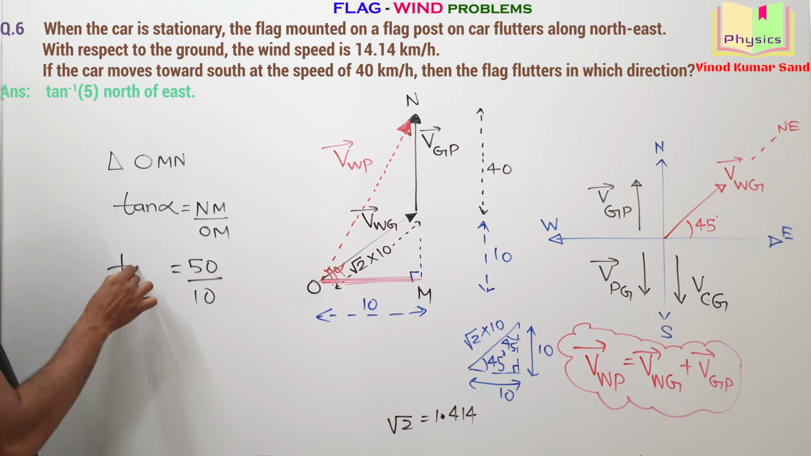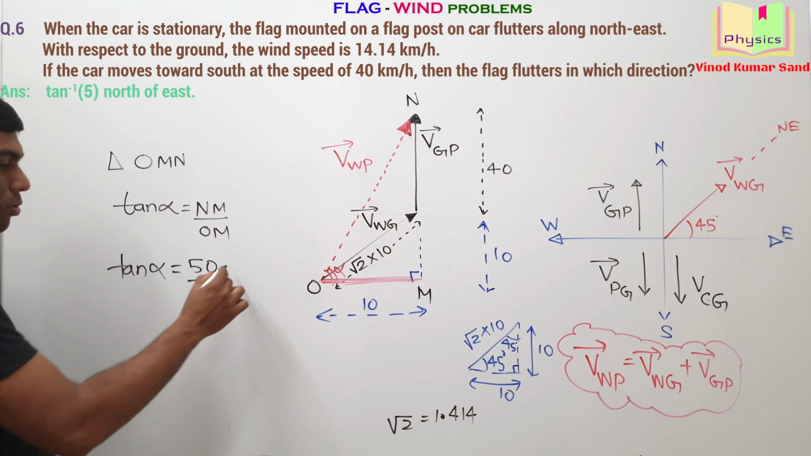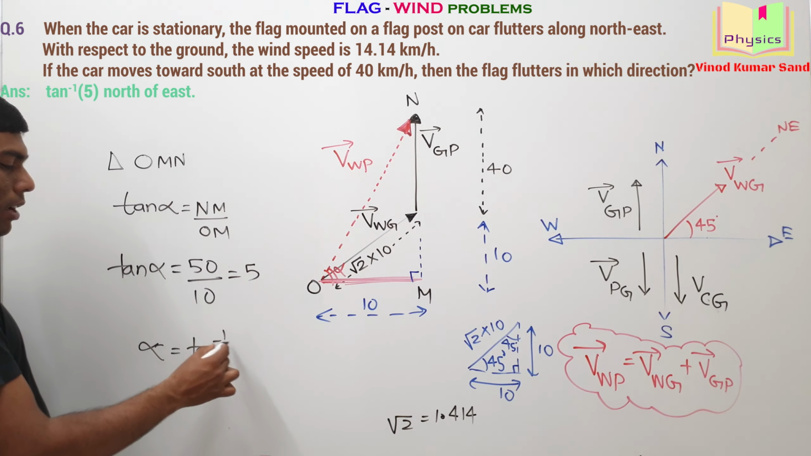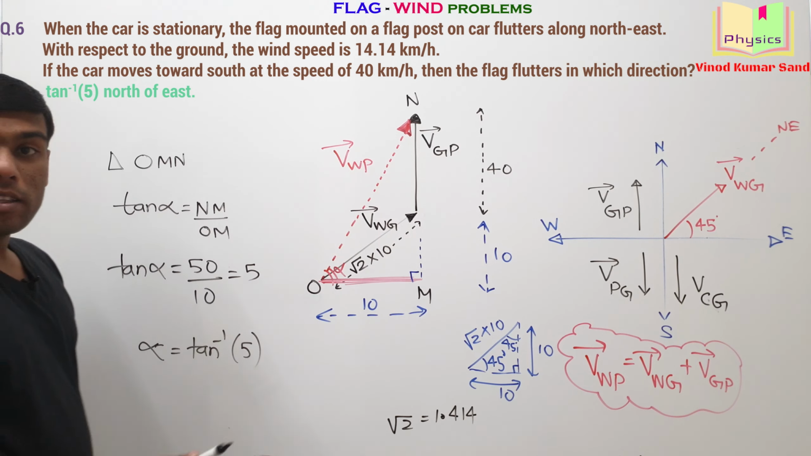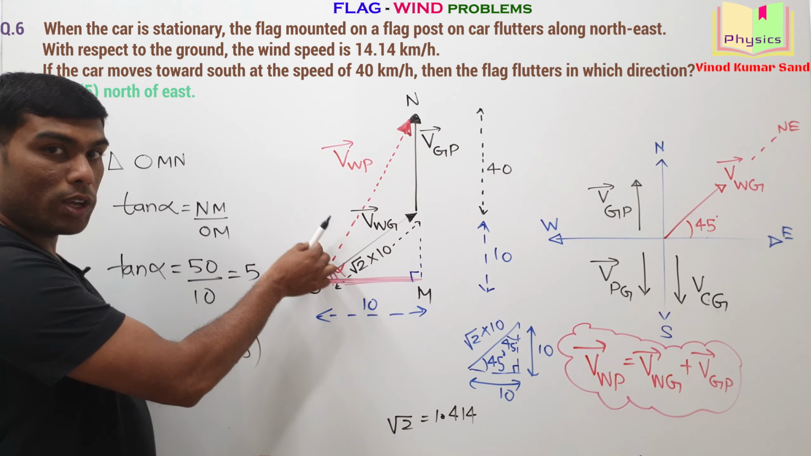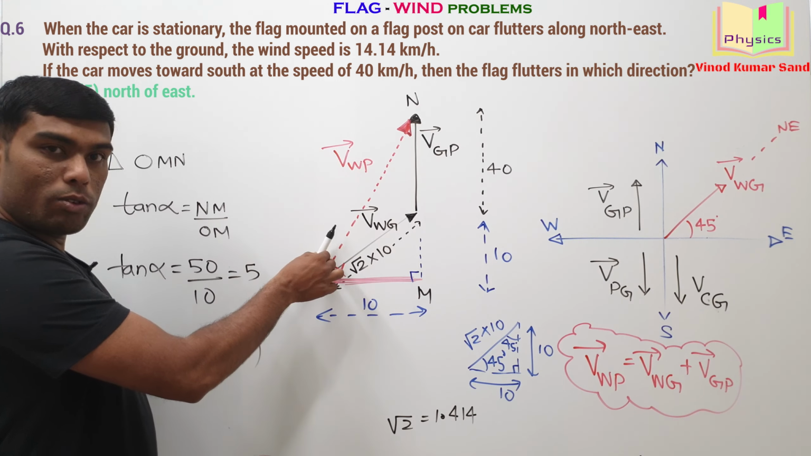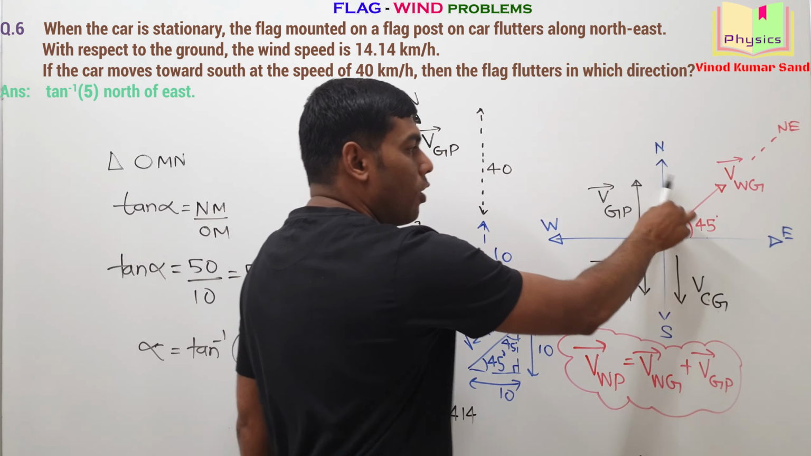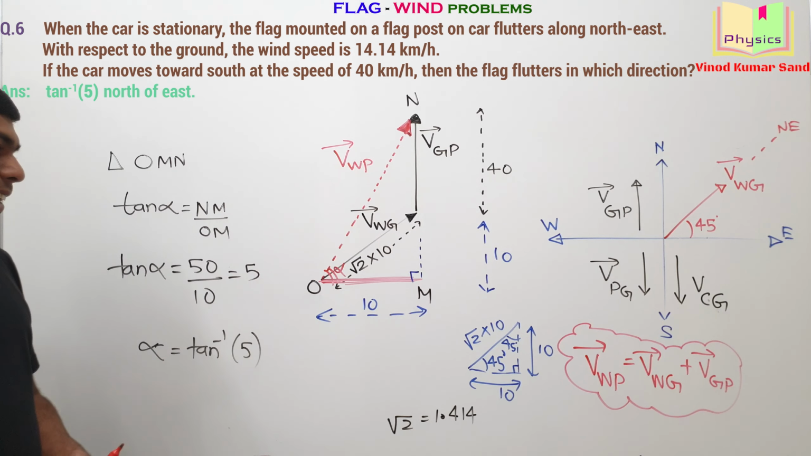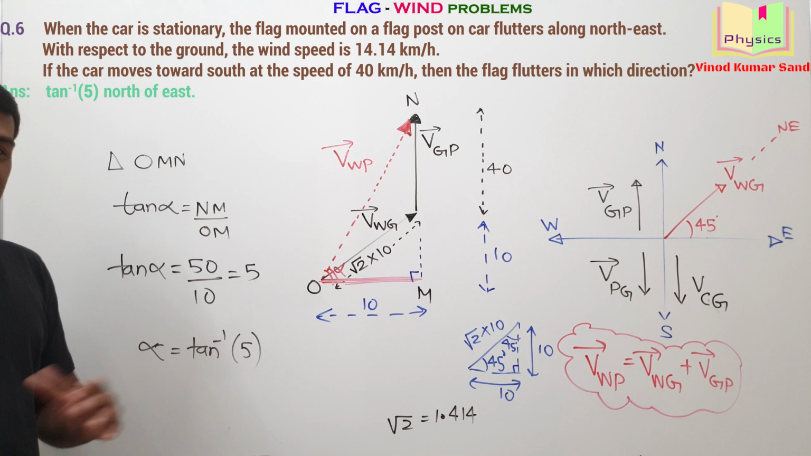So tan alpha is equal to 5. So alpha is equal to tan inverse 5. It means the flag flutters in the second case when the car is moving at an angle tan inverse 5 north of east. Got it? Simple and easy solution. I hope you have done the things in the same way.